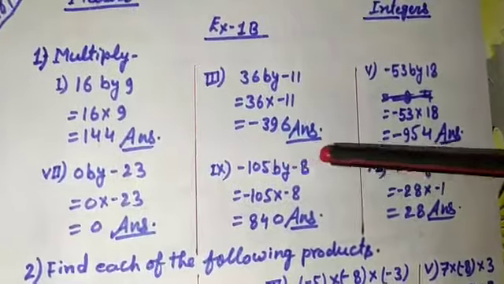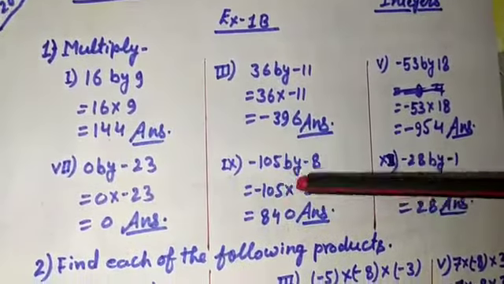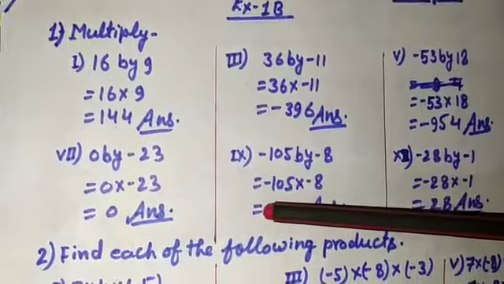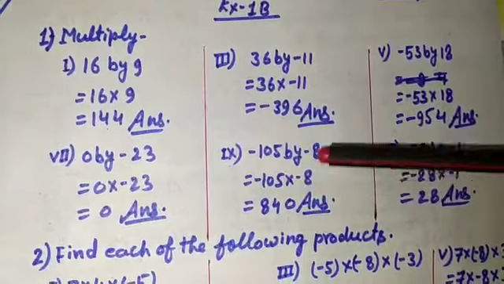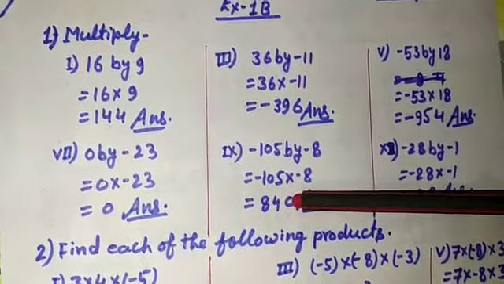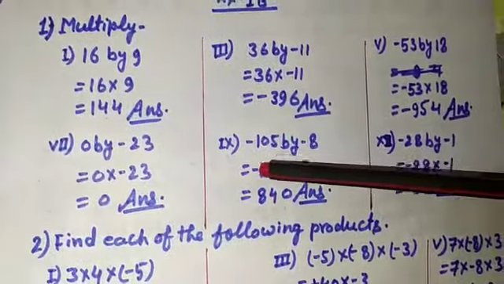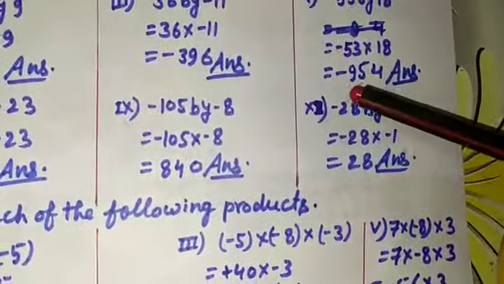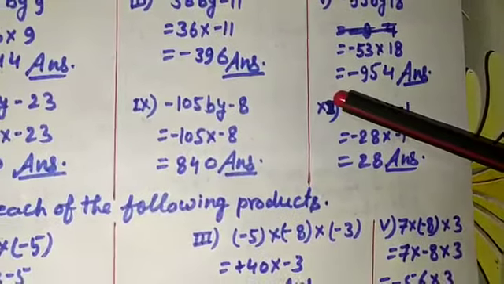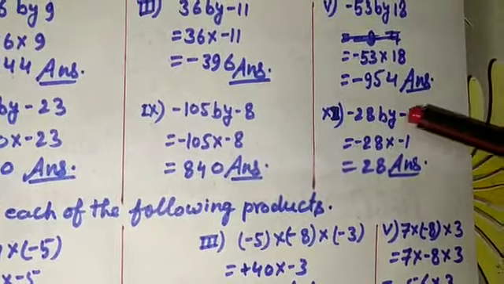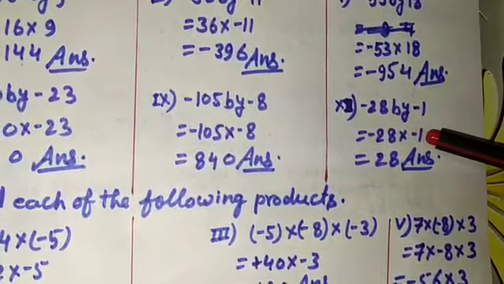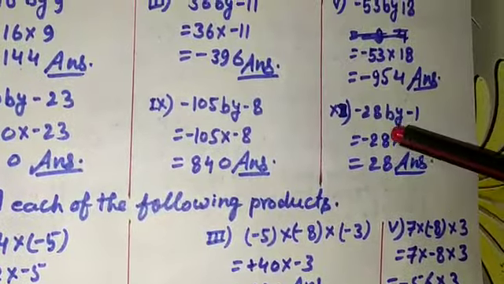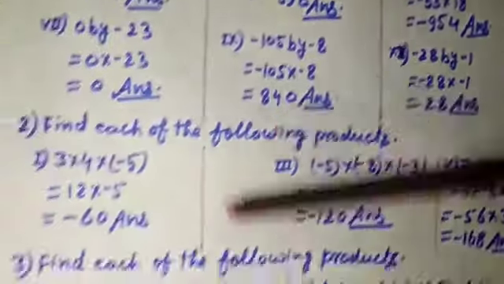Ninth one is minus 105 by minus 8, which is equal to minus 105 into minus 8. Both integers have negative sign, therefore the result will be in positive, and 105 into 8 is equal to 840. Therefore the product of minus 105 and minus 8 will be 840. 11th one is minus 28 by minus 1, which is equal to minus 28 into minus 1. Both the integers have negative sign, therefore the result will be in positive, and 28 ones are 28.